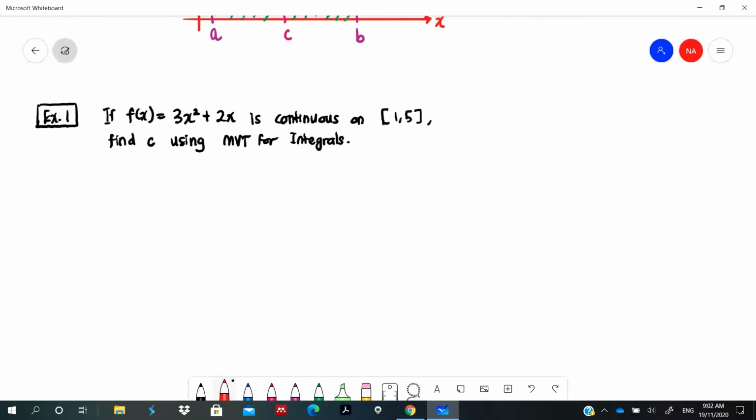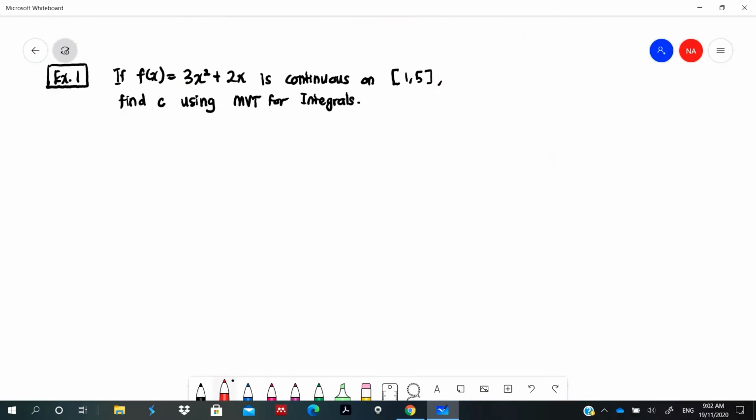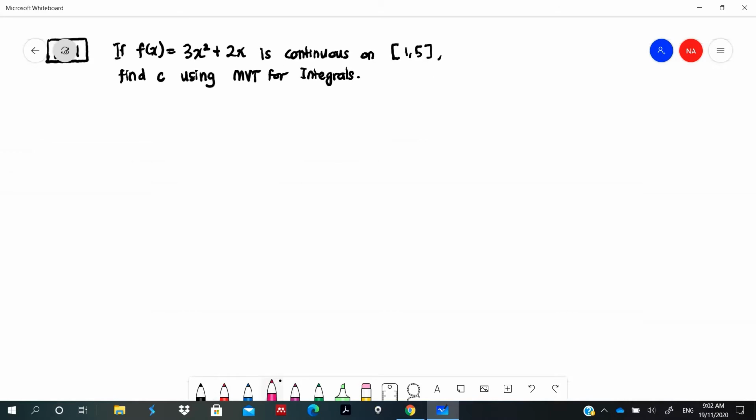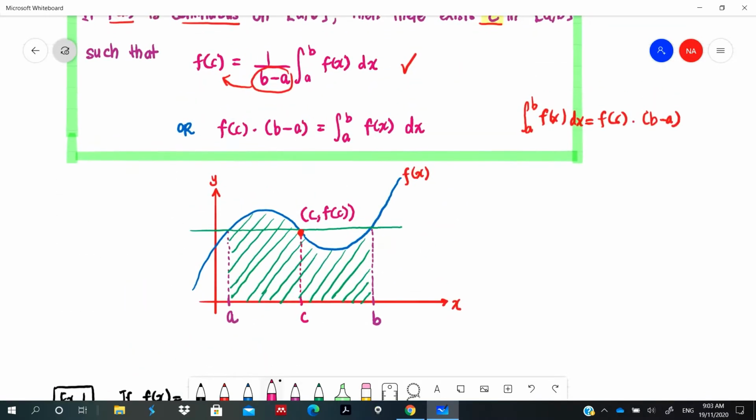Let's take example 1. Suppose we have f(x) equal to 3x squared plus 2x, continuous on the interval [1, 5]. We want to find c using the mean value theorem for integrals. What we need to do first is determine the interval. In step 1, we know that a is equal to 1 and b is equal to 5. Now we find the difference: b minus a is 5 minus 1, which is 4, because we need to use b minus a in the formula.